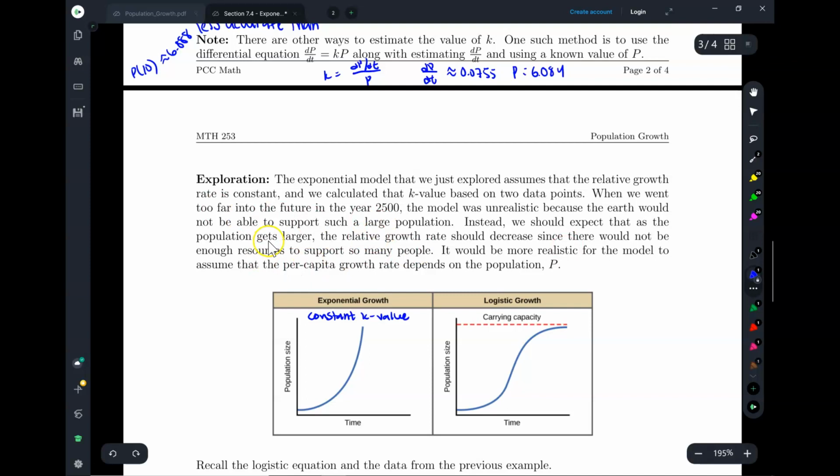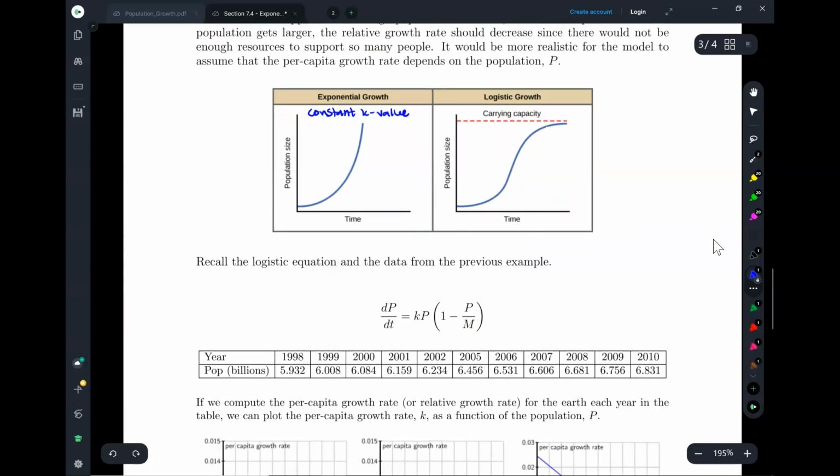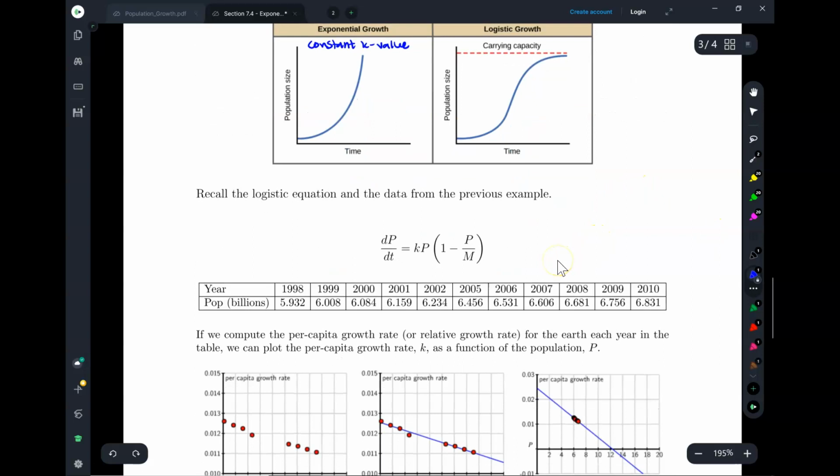What we'll actually see is that as the population gets larger, that relative growth rate should decrease since there wouldn't be enough resources to support so many people. So you might recall we looked at the logistic equation a few sections ago, and this is the logistic differential equation. dp/dt is Kp times the quantity 1 minus P over M. So you might recall that M was the carrying capacity, and K is still the growth rate. It's just more the growth rate based on the logistic model as opposed to the exponential growth model.